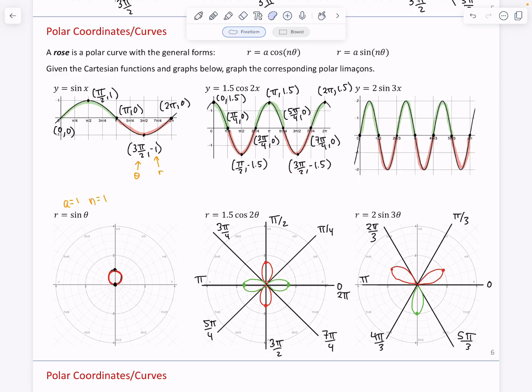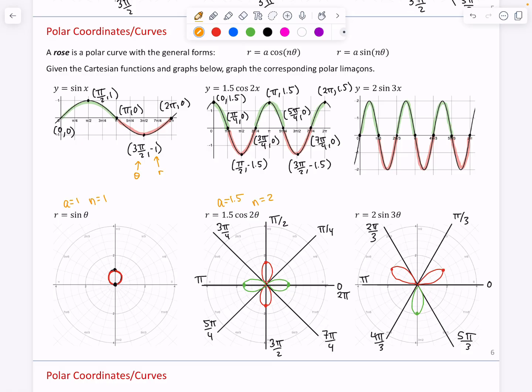You can think of this perfect circle here as a 1-petal rose that draws itself twice and extends as far as 1 unit away from the origin. The A indicates how far the tips of the petal will get from the origin. In the middle case, A was 1.5 and N was 2. We wound up creating petals that extended to 1.5 units away from the origin, and we drew a total of 4 petals with no overlap. It required a full rotation to draw all 4 petals.